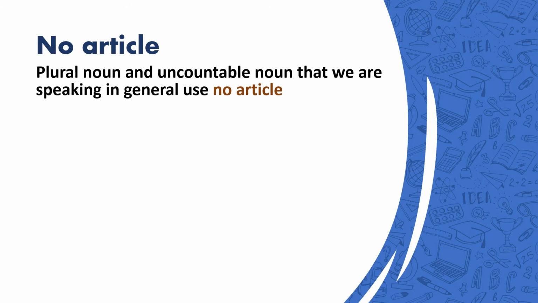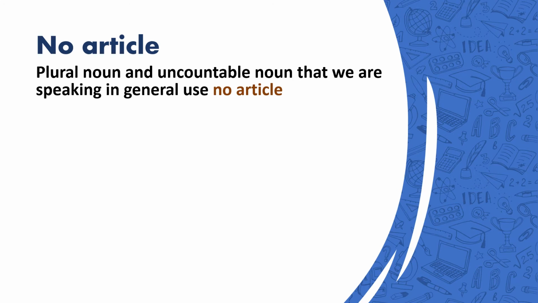When we don't use any of the articles we talked about, we use no article. We don't put any article if we have a plural noun or an uncountable noun that we are speaking about in general. We said that if we want to mention something again, we use the, and we use a and an with singular nouns.